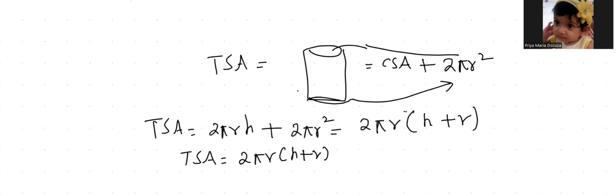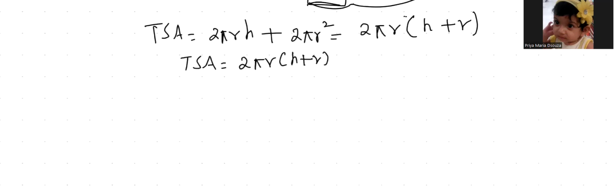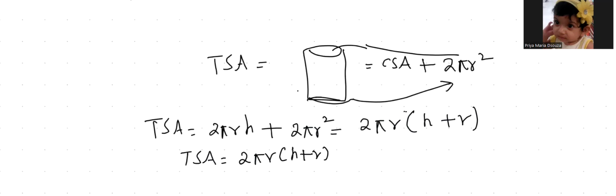When it comes to painting, it is always surface area. If I just use the words surface area, it is the total surface area itself, 2 pi r into r plus h, or 2 pi r into h plus r, whichever. But when I specifically mention LSA or CSA, then you'll have to go with the LSA, that is 2 pi r h. So be very careful here. Okay.